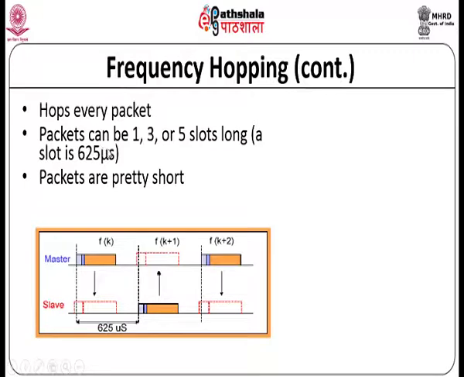So packets can be 1, 3 or 5 slots long. Okay, we said that slots are used, right. So packets are normally pretty short. So you can see here that the master is using a frequency of f k, the next slot will be used by the slave, so f k plus 1 will be used by the slave. The next slot will be used again by the master, f k plus 2. So you will see that the master will get to use every alternate slot. Similarly, the slave will get to use alternate slots. Okay, and the duration of a slot is 625 microseconds. So that is the way it is handled.